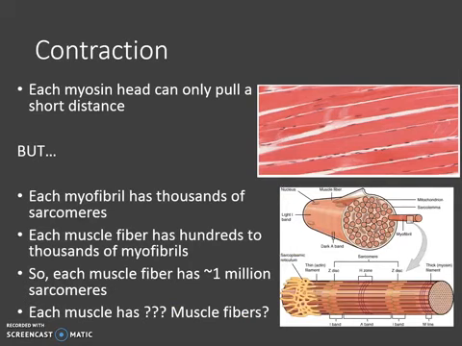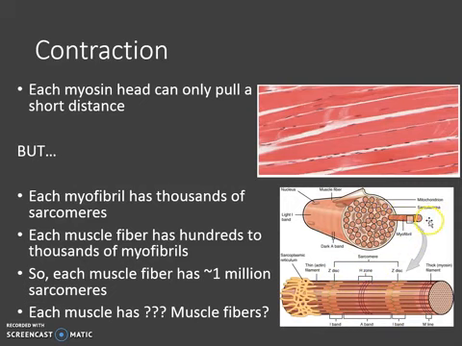Now, each myosin head can only pull a short distance, because remember, this is a whole muscle fiber here, and then this is just one myofibril with one sarcomere here. We're looking at this underneath the microscope, so this is very, very small. So each myosin head can only pull on actin a very short distance. But each myofibril, each one of these structures right here, has thousands of sarcomeres. So thousands of these units make up each myofibril.